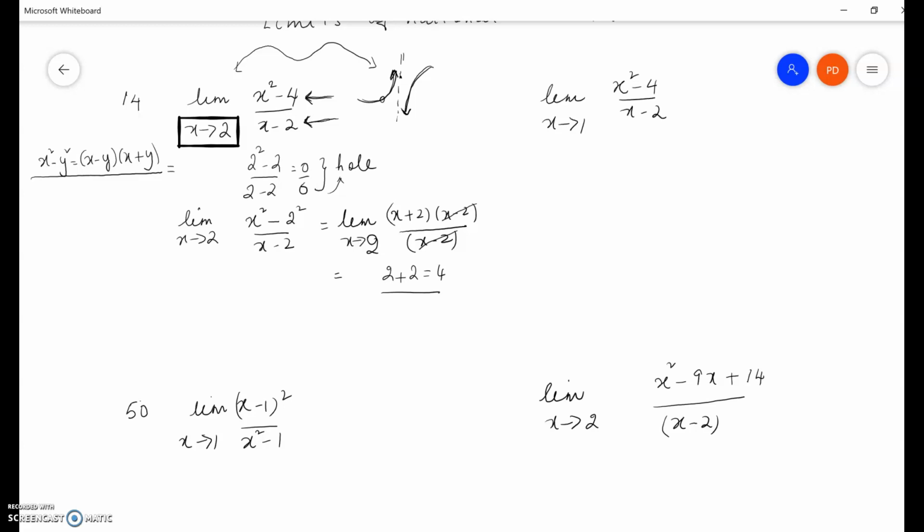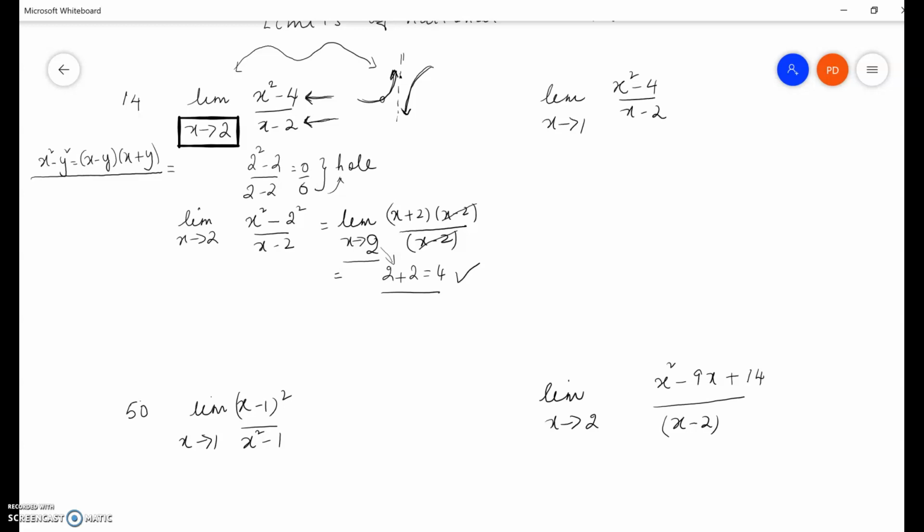Now we were able to cancel x minus 2 because x is only approaching 2. x is not equal to 2. So we can cancel two non-zero quantities, and that's how we cancelled the x minus 2. Now once we've cancelled the factor that's causing the 0 over 0, we can plug the number 2 back into the expression and we get 2 plus 2, 4, and that's the limit of our function as x approaches 2.